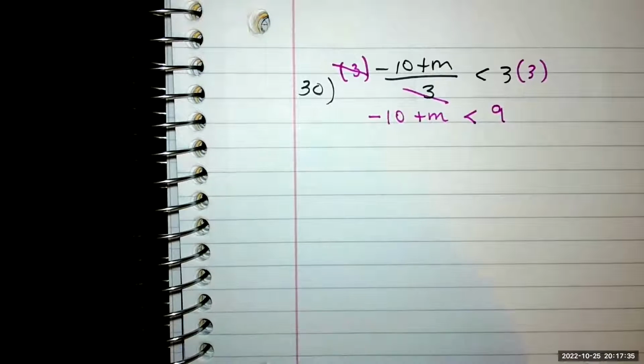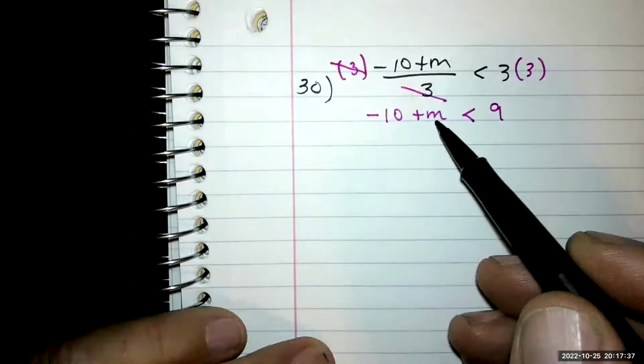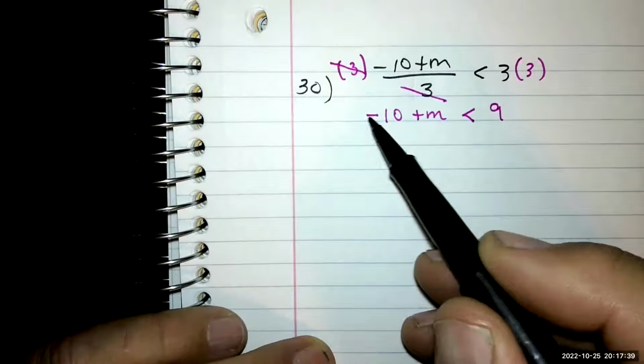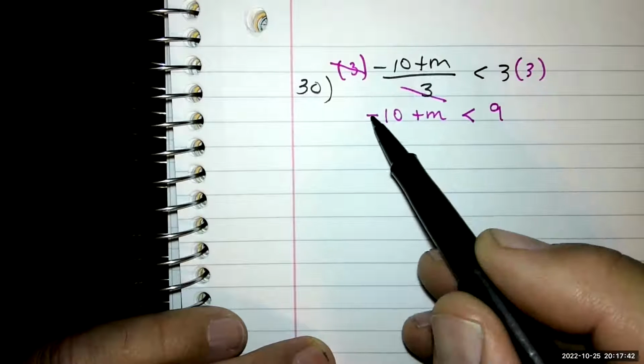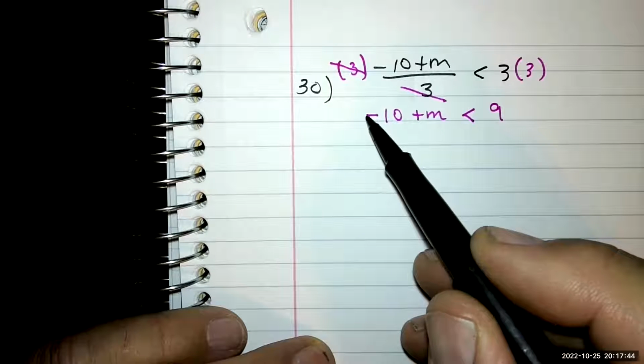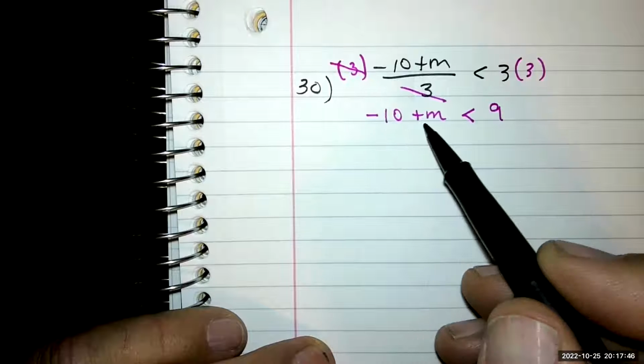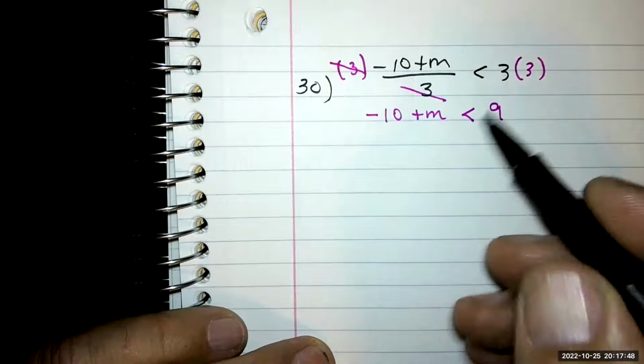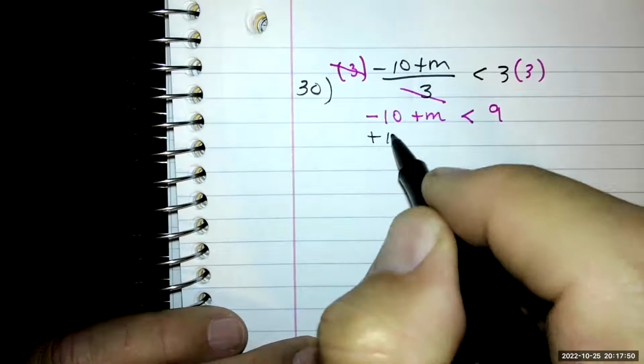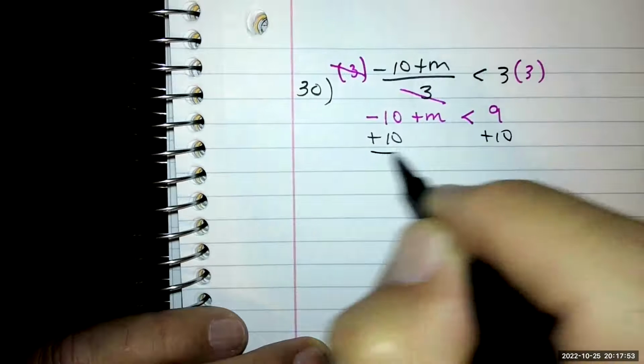All right, what's your variable? Your variable is m. What's being done to m? It's being subtracted by 10. Remember, the positive is with the m, so the 10 is being subtracted from m. So the opposite of subtract 10 is add 10 to both sides.